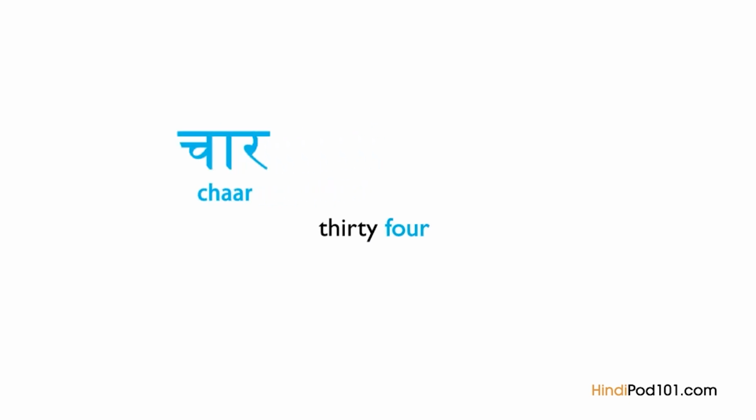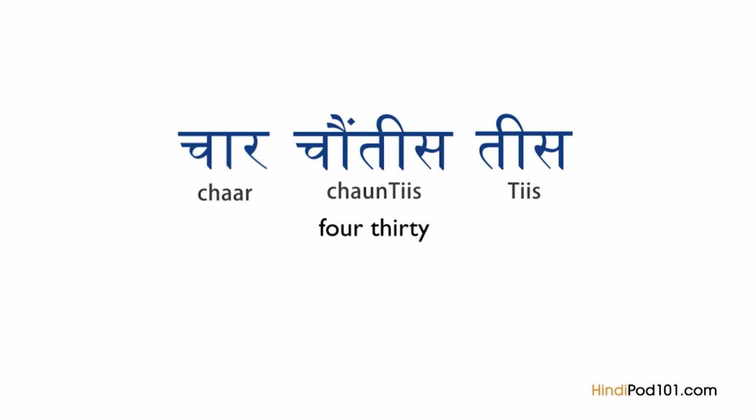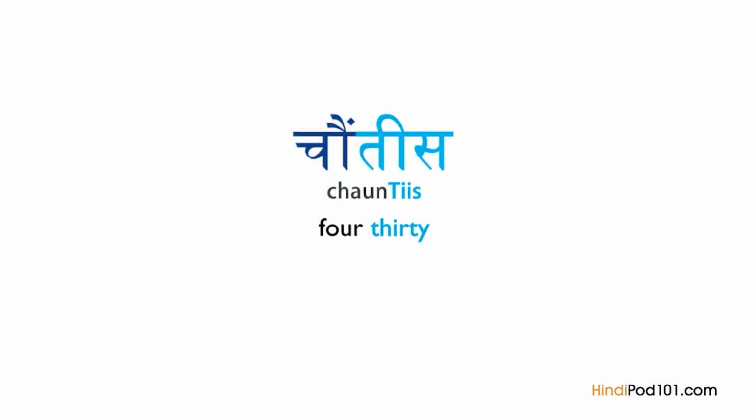How would you say 34 in Hindi? You first say a variation of 4 followed by a variation of 30. So 34 is literally read as 4 30, which is chauntees. Here, chaun is a variation of the number 4 and tees is 30. 34.